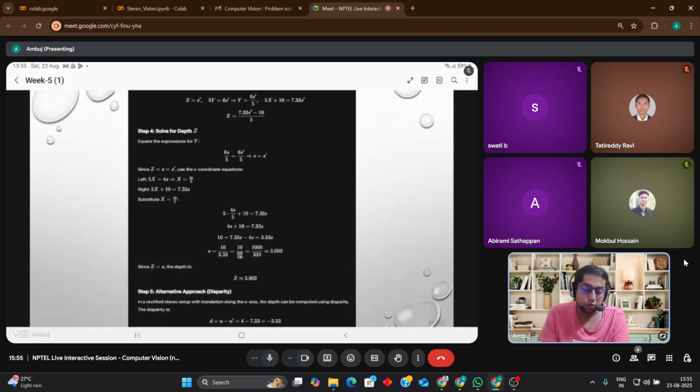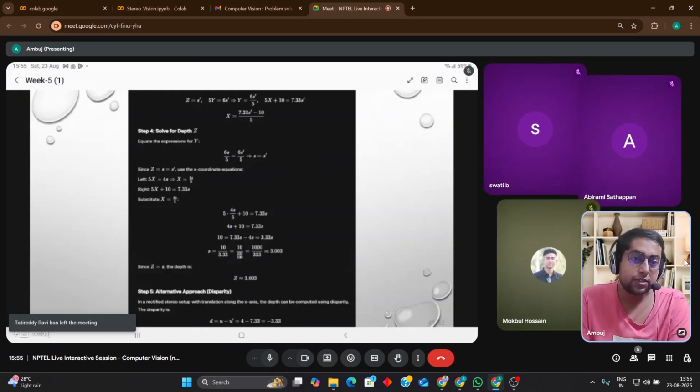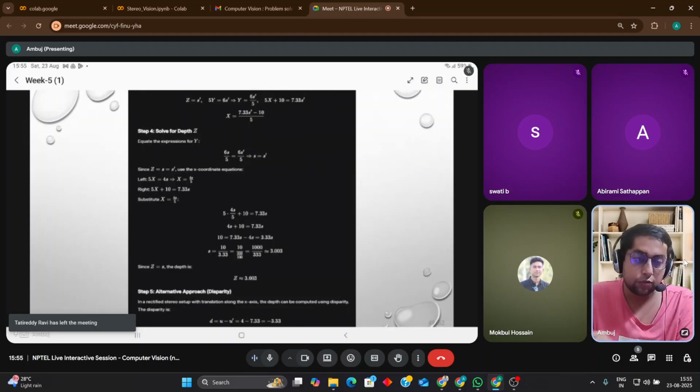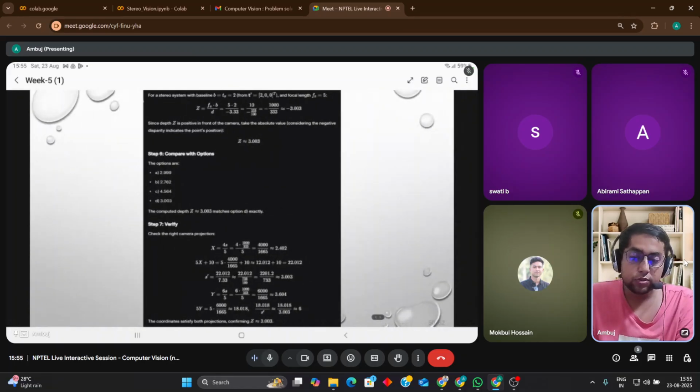This is the approach you can follow. Otherwise, you can directly use the relation u minus u dash, reducing the coordinate points into homogeneous form, as I have already done in the previous question. In a similar manner you can do that. Then you can use the relation Z equals fx times b over d. fx you know is 5, b you know is 2, d is minus 3.33, then you will get minus 3.003.